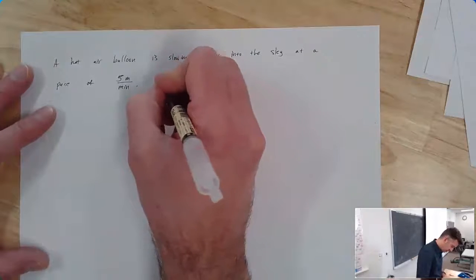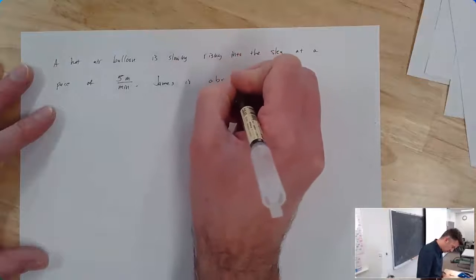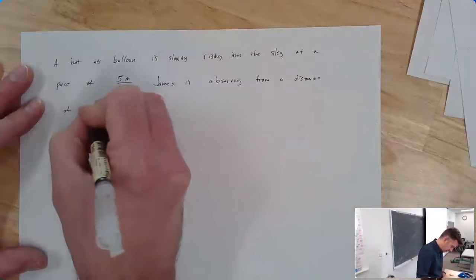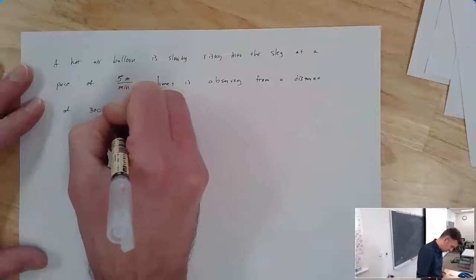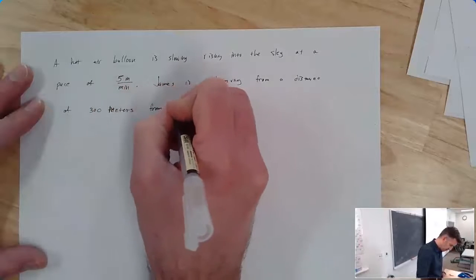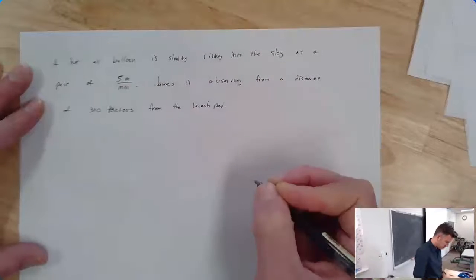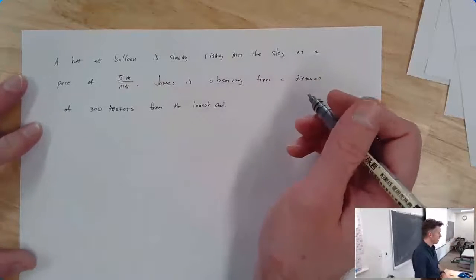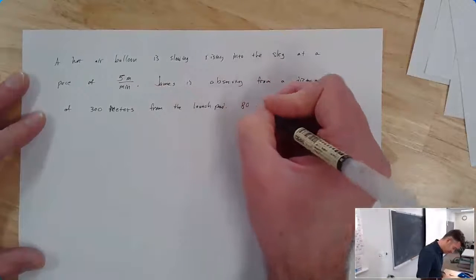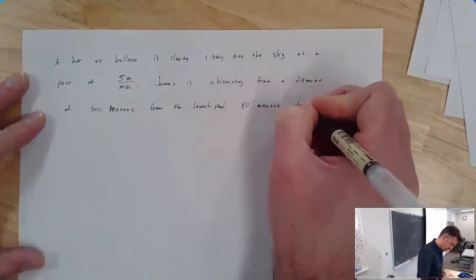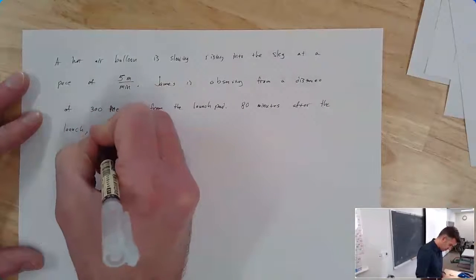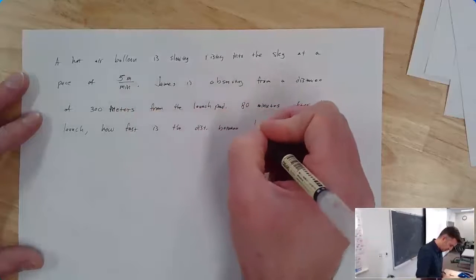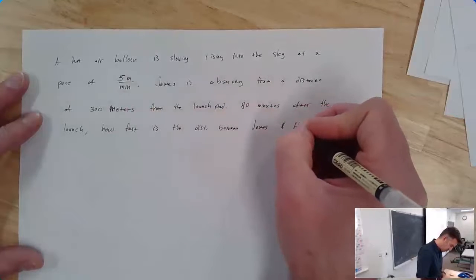Once again, myself, James, is observing the launch from a distance of 300 feet, sorry, 300 meters. Let's keep the same units, 300 meters from the launch pad. Okay. So the numbers here might not seem very sensible. That's okay. 80 minutes after the launch, how fast is the distance between James and the hot air balloon changing?